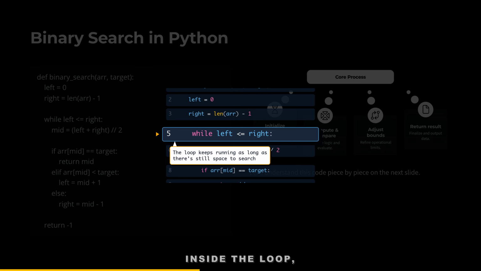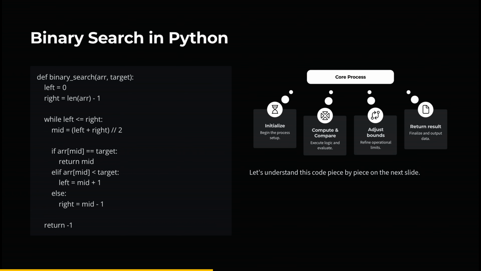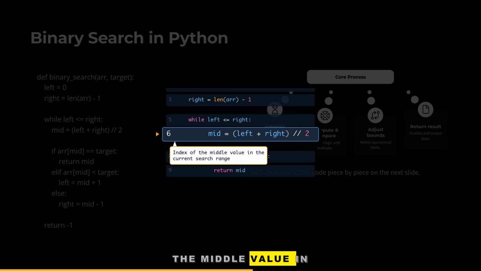Inside the loop, the first thing we do is calculate the middle position. We add left and right, divide by 2, and use integer division so we get a whole number. That gives us the index of the middle value in the current search range. Then we check the middle value.